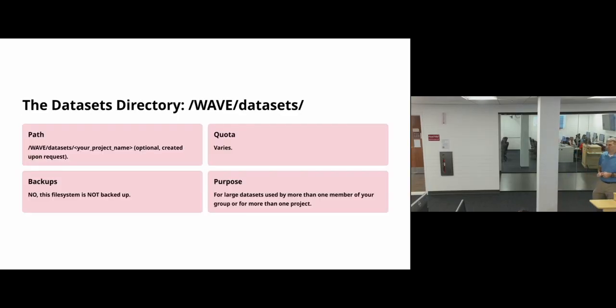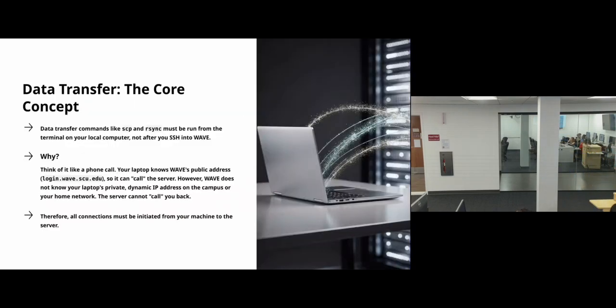There's another file system called datasets. So this is Wave datasets. This is for datasets that are going to be reused many times, potentially by many people in your lab or something like that. So this can be optionally created. You have to ask for it. Quota varies. This is for large data sets used by more than one member of your group for more than one project.